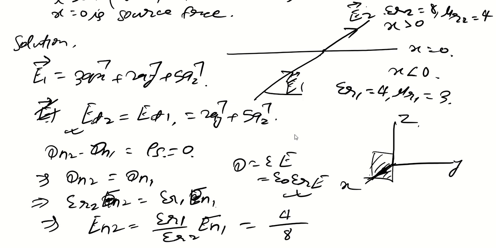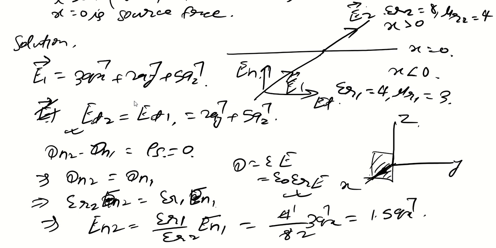See, this was the tangential component, this is the normal component, right? So the normal component will be the component on the x axis, like towards the x axis. See, this is the plane that you are seeing, so normal to this will be towards the x axis, so that is 3ax. So this is going to give me 4 by 8 into 3, so this is 3 by 2 ax, means 1.5 ax.